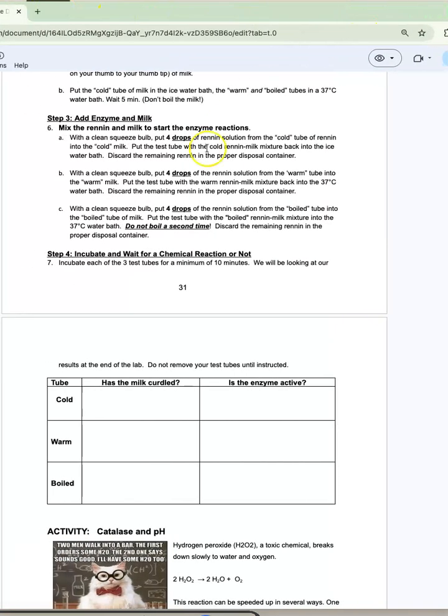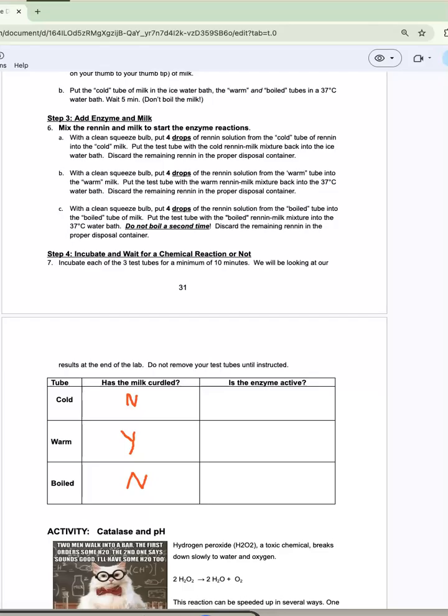So here's our lab manual. This is the step that we're on, step 4. We place them back in there, and it's going to sit there for 10 minutes, and then I showed you the results where in the cold, if you remember, the milk did not curdle. So this would be a no. In the warm bath, we saw that it completely had solidified, right? So this would be a yes. The milk had become solid. And in the boil, we also saw that the milk did not solidify. So no, yes, no.